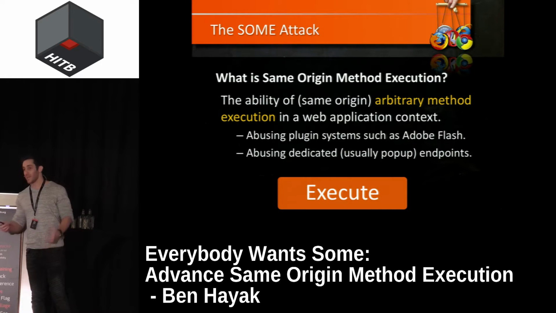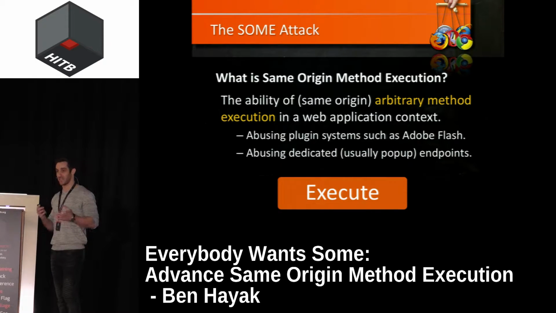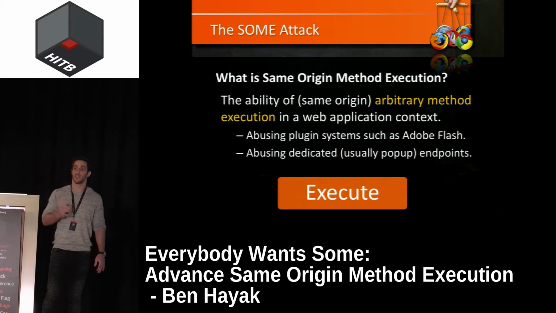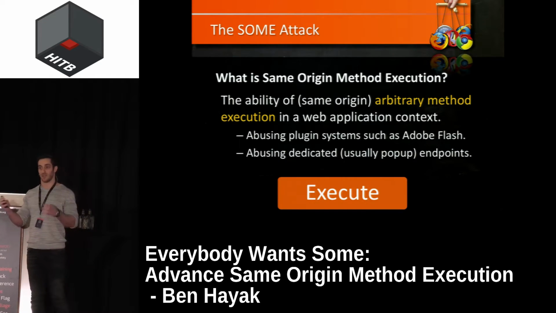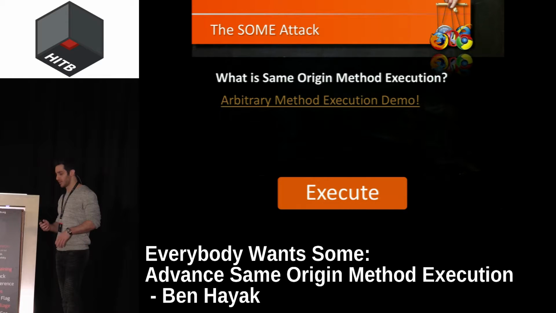So what is same origin method execution? I want to clarify this because there's a lot of confusion about JSONP and the relationship with that. The same origin method execution is the ability of arbitrary method execution in a web application context. Whether the endpoints may be plugin systems or documents like dedicated pop-ups or stuff like that, the attack starts by having the ability to execute a method on a web application context. And you'll see later why it's important.